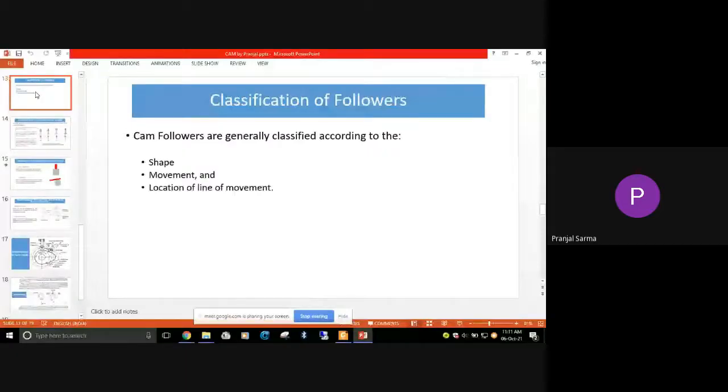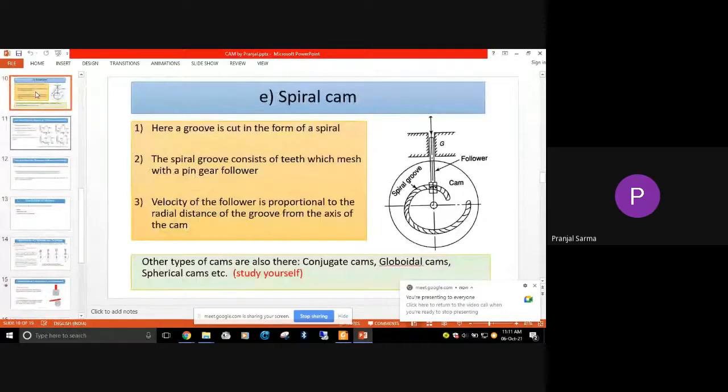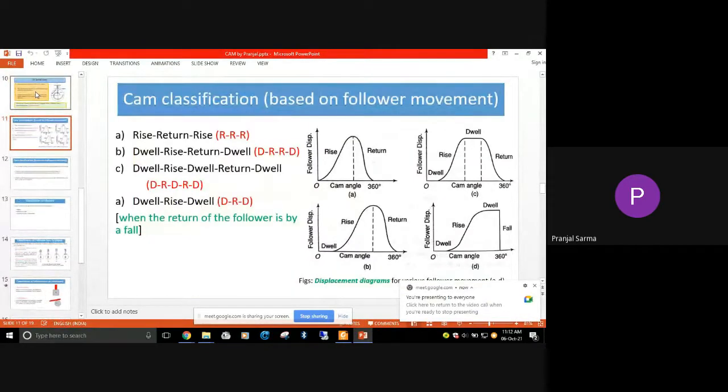the follower can also be classified based on its shape, and similarly what kind of motion it is getting. If you recall, apart from shape, the cam classification we have also done based on the follower movement. That means what kind of movement the follower is getting. Similarly, if you are doing the follower classification, based on the motion also, we can classify those followers.